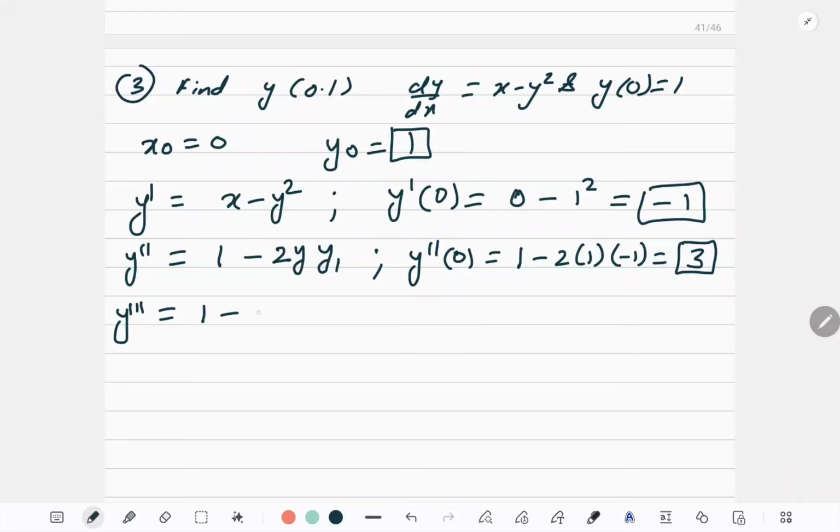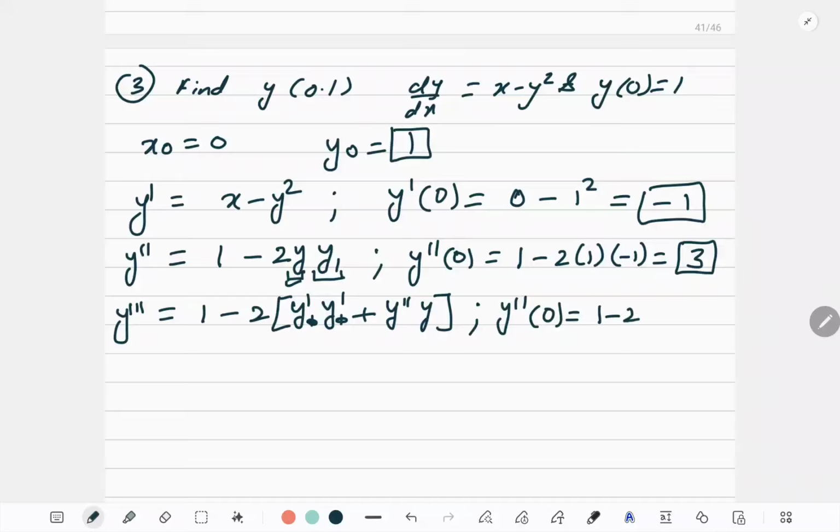Now y triple dash. So 1 minus 2. Now apply the product rule. So the differentiation of y is what? y1 into y1. Whether you write y1 or y dash, it is one and the same thing, but follow the same notation, okay? Plus y1 is y2, that is y double dash into y. So I'll put it here to avoid confusion. Right? Now find this value at 0.